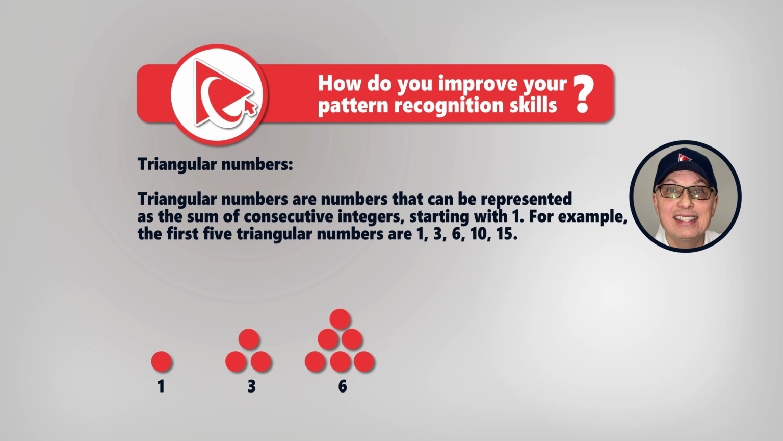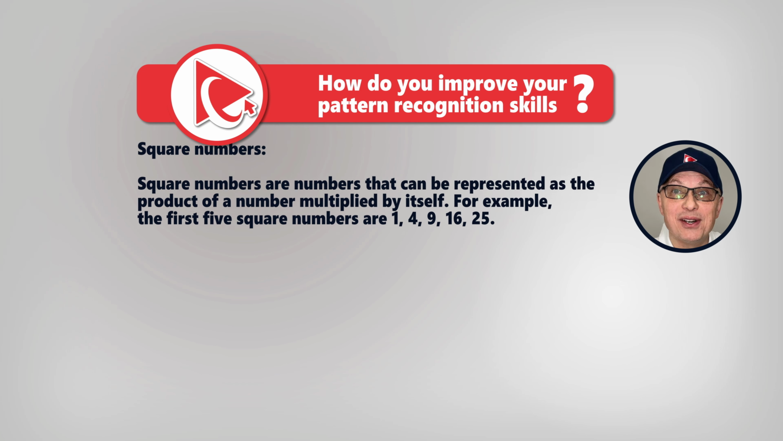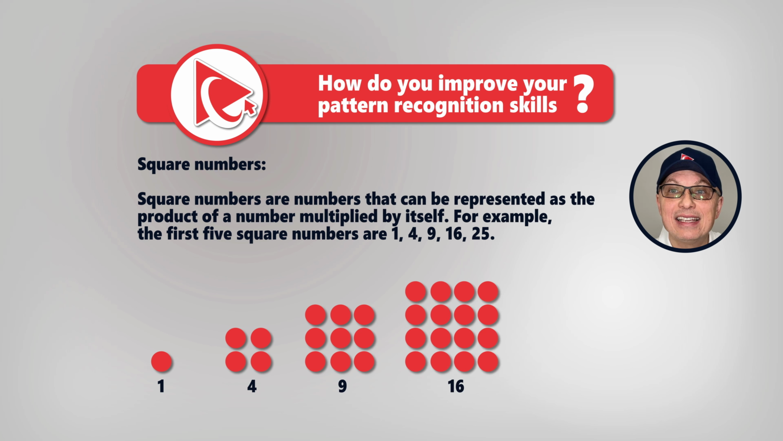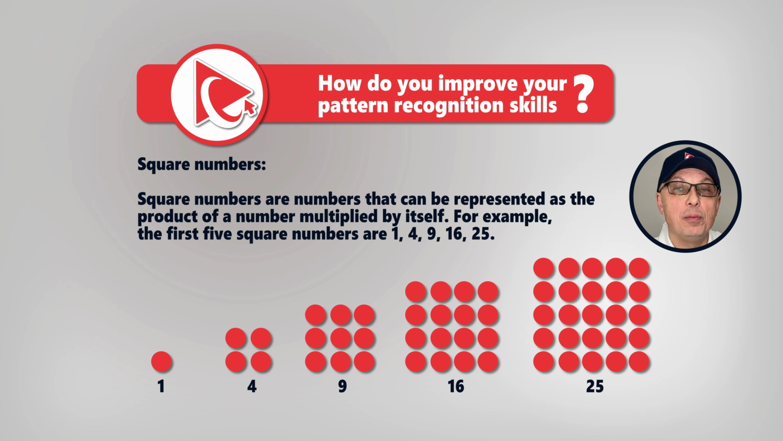Next one on my list are square numbers. Square numbers are the numbers that can be represented by a product of a number multiplied by itself. For example, the first 5 square numbers are 1, 4, 9, 16, and 25. Because 1 squared is 1, 2 squared is 4, 3 squared is 9, 4 squared is 16, and 5 squared is 25.